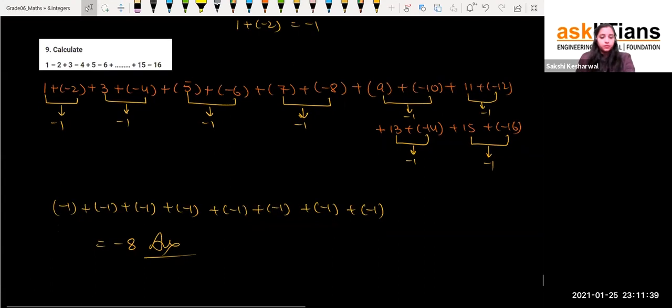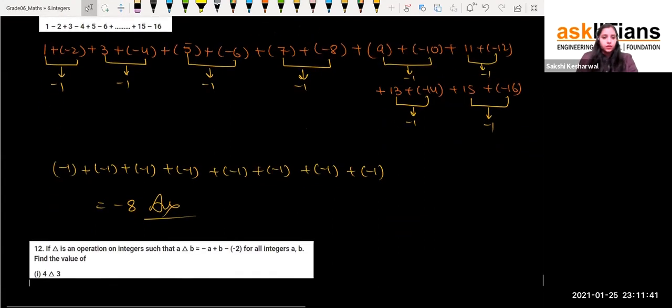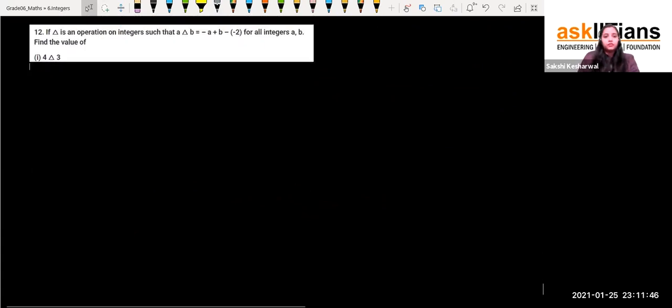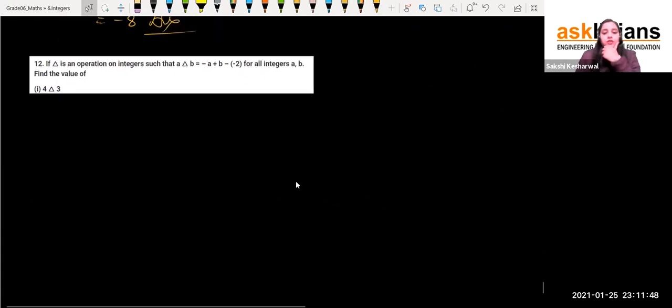Done? Okay, see this question. It says over here, if delta is the operation on the integer such that a delta b is equals to, this is just a symbol, I'm just saying a delta b, it's just a symbol. It's equals to minus a plus b plus minus of 2 for all the integers a and b. So these type of questions sometimes come in your Olympiads or something like that. So it means what? 4 delta 3. So 4 delta 3 means this is a and this is b, right?